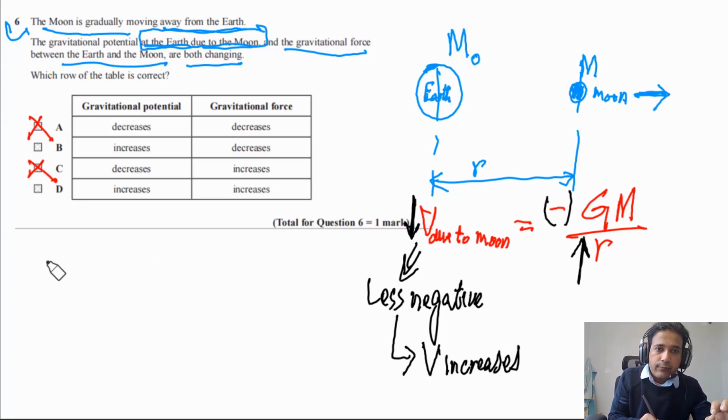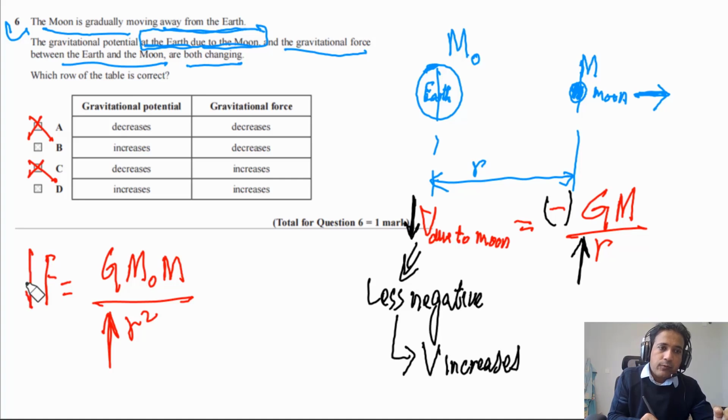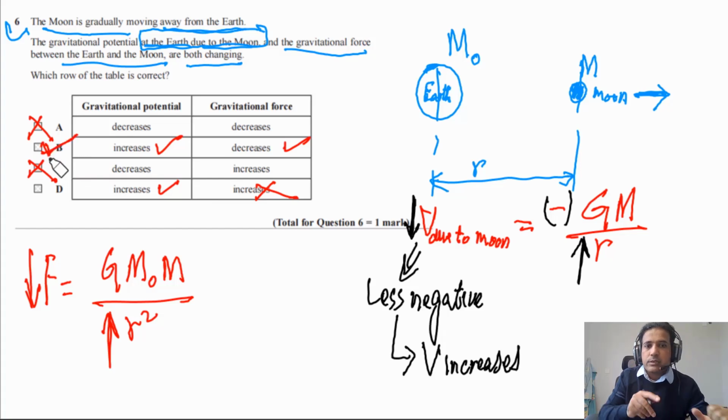Now we need to look at the force between them. The gravitational force F will be equal to G capital M M naught, the masses of the moon and Earth, divided by r square. So if r increases, force between them will decrease. So this is correct, this is correct, but this is incorrect. So the answer for this one has to be B.